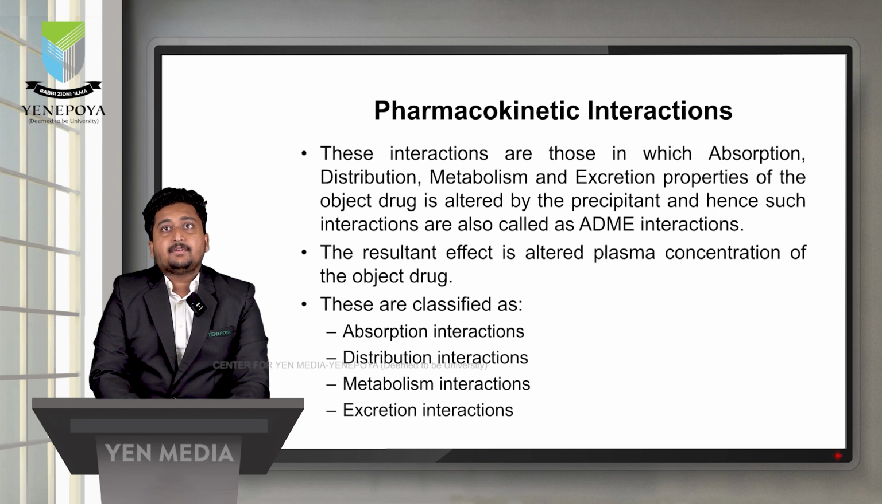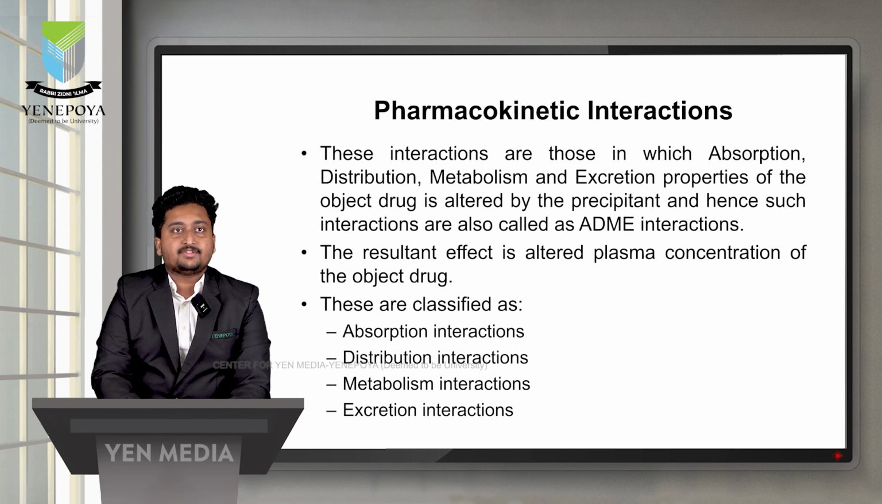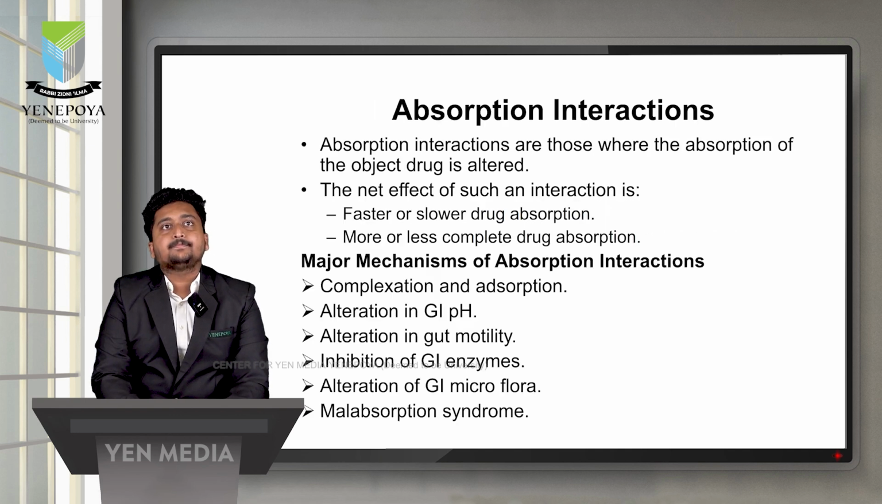Pharmacokinetic interactions, we already discussed, are those where the absorption, distribution, metabolism, and excretion properties of the object drug are altered by the precipitant, and hence these are also called ADME interactions. So the resultant effect is altered plasma concentration of the object drug. We know that there are four types under this: absorption, distribution, metabolism, and excretion interactions.